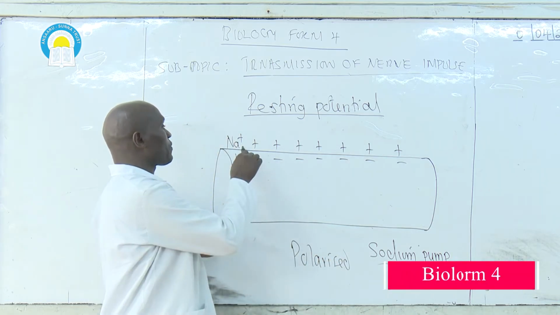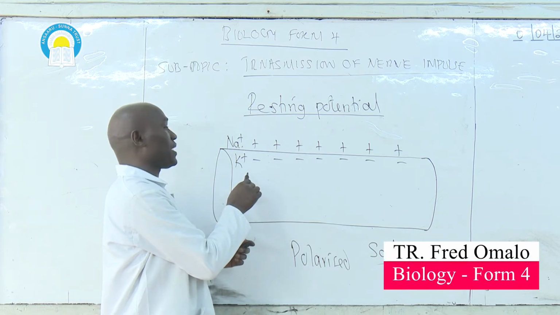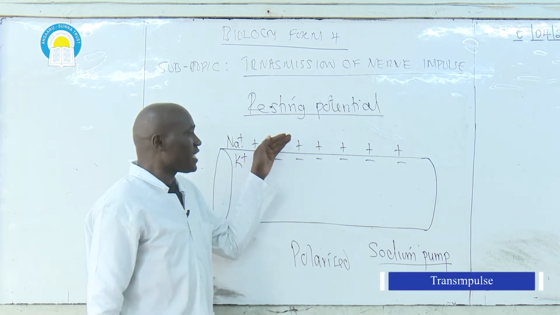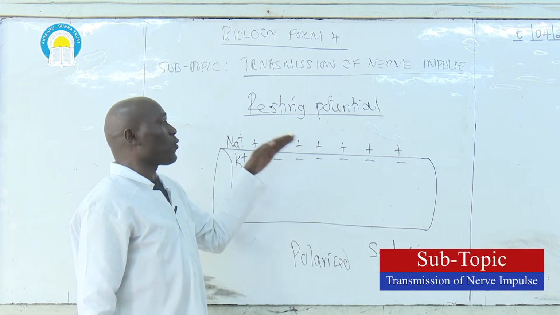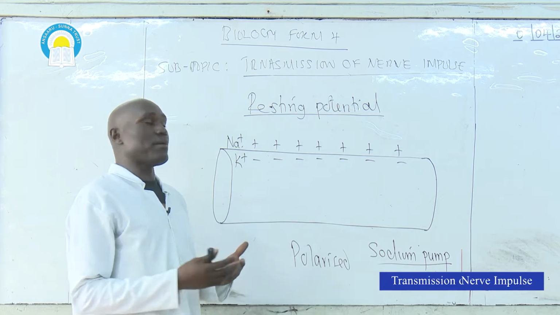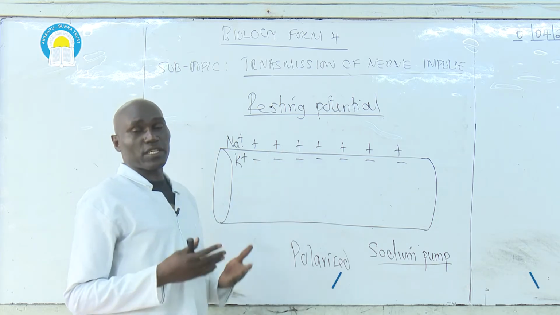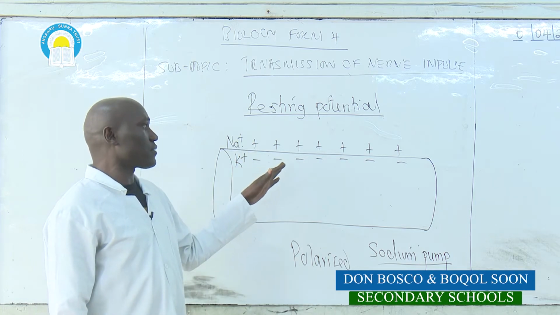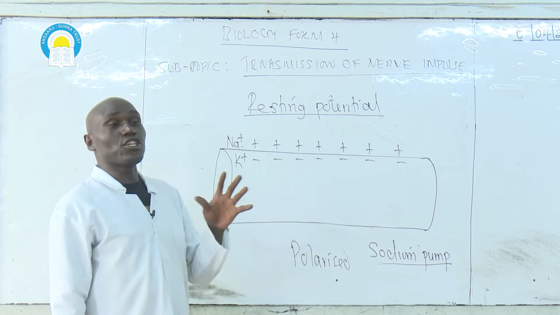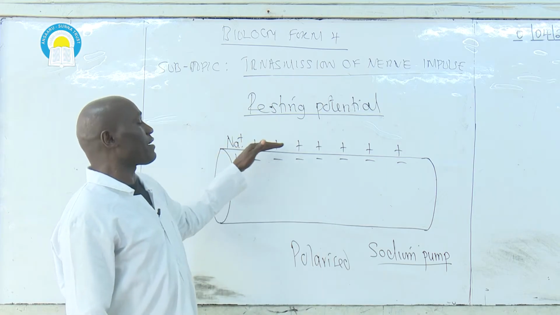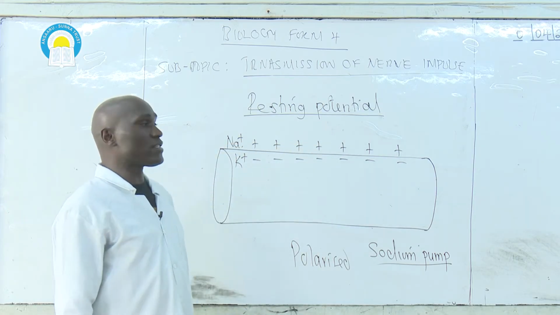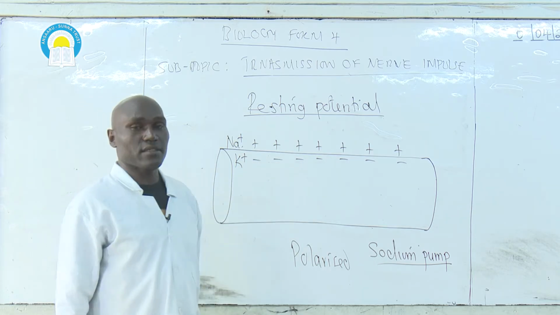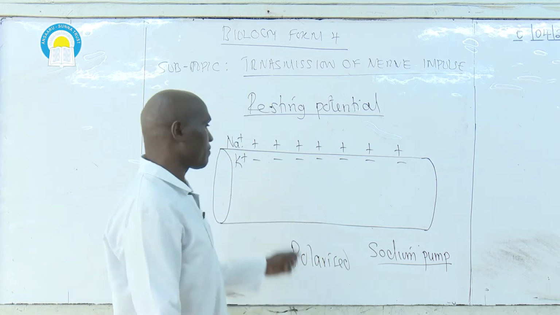any sodium ions that move into the axoplasm are pumped out. So sodium ions that tend to move inside the axoplasm will be consistently pumped out during resting potential. Pumping out of sodium ions during resting potential ensures that all sodium ions are found on the outer part of the axoplasm, while potassium and negatively charged ions remain inside the axoplasm.